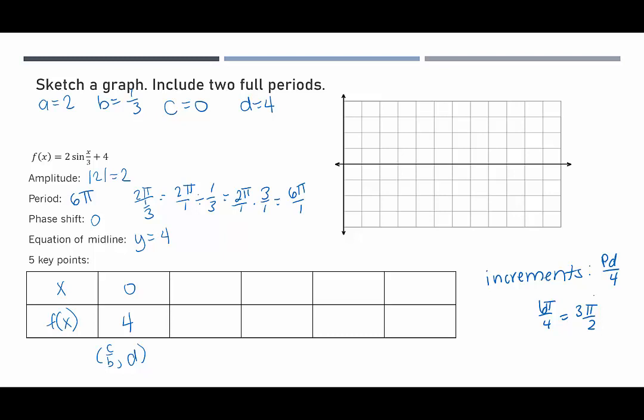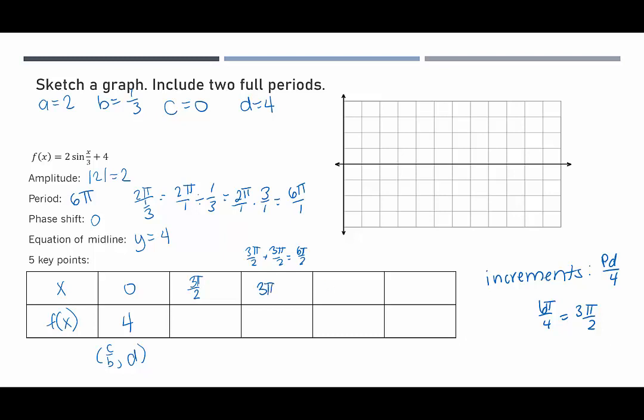What I find helpful, because there's kind of like a pattern with the x's and then a pattern for the f of x's or the y's, is I'm going to just fill in all the x values first. I'm just going to keep adding 3 pi over 2 to the previous x value. So 0 plus 3 pi over 2 is 3 pi over 2. Now 3 pi over 2 plus 3 pi over 2 is 6 pi over 2. Well, 6 pi over 2 is the same as 3 pi. So this will be 3 pi.